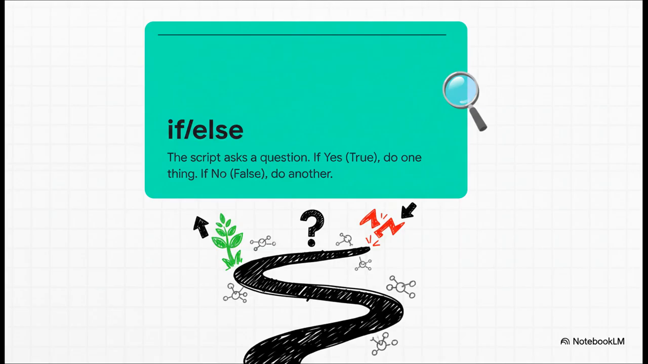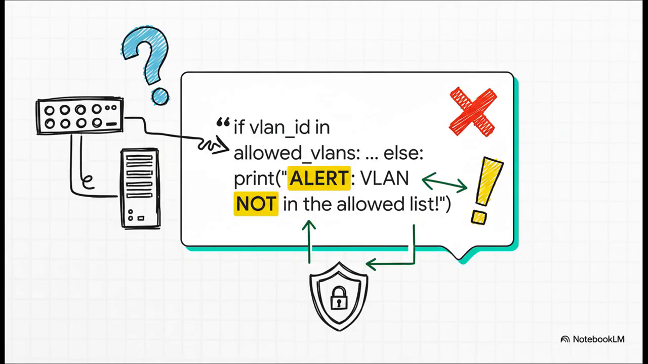It's really that simple. Okay, now check this out, because this is a perfect real-world example. We're checking if VLAN ID 100 is inside our list of allowed VLANs. The script asks the question, is 100 in that list? The answer is clearly no. So, the code completely skips the if part and jumps straight down to the else block, printing out that alert. It's a simple but super effective security check.